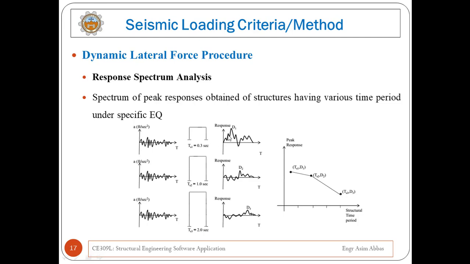When the same time history is applied to these different structures, the response of each structure will be different, right? For the first building, the maximum response is D1. For the second building, the maximum response is D2, and for the third building, the maximum response is D3. Then all maximum responses are obtained and plotted along Y against the structure time period, right? So the graph obtained is the response spectrum. And this response spectrum is applied to a structure for analysis and ultimately designed against this response.